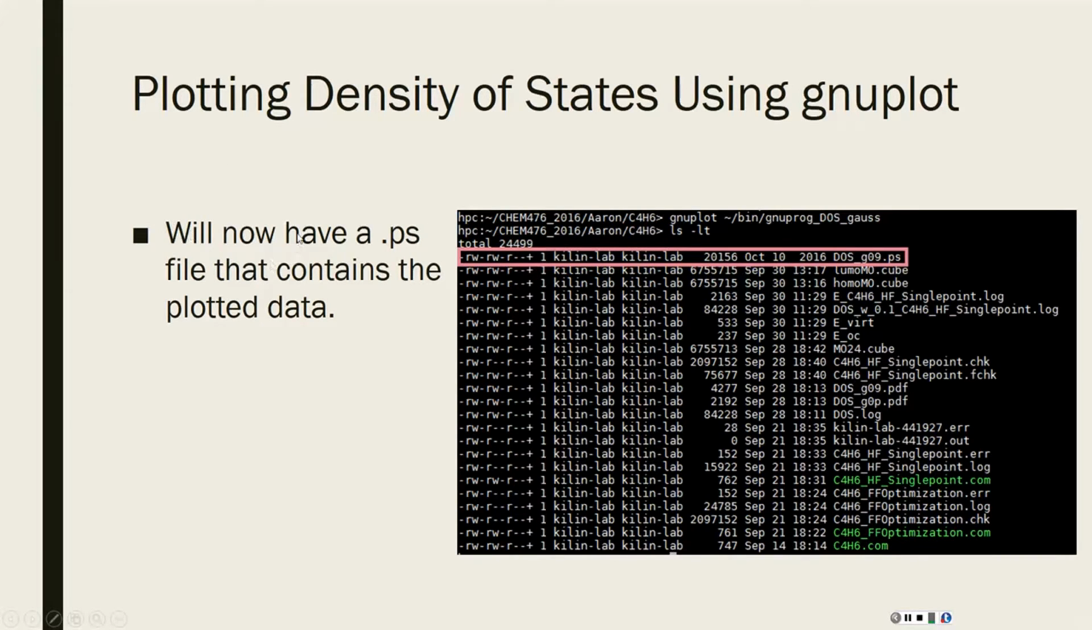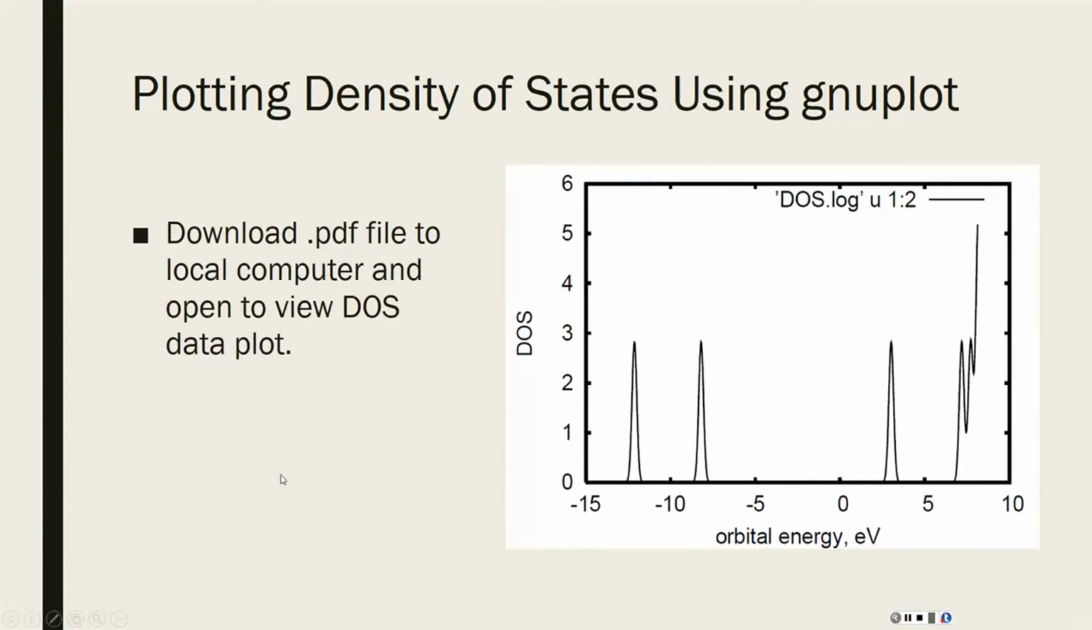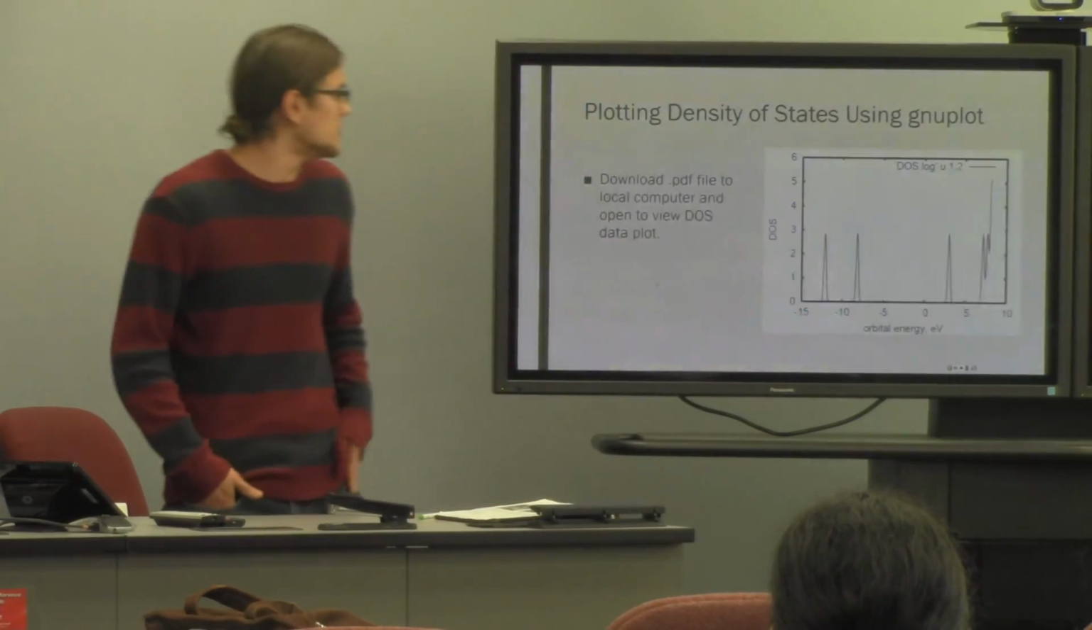So now if we recheck our directory, we should have a dos_G09 PostScript file. And PostScript file, we don't really know how to open that with a lot of the common programs that we use, so we have to convert it to a PDF, which you can just do with ps2pdf and then the name of the file. And then after you do that, if you recheck your directory, you'll have a PDF file. You can download that onto your local computer, and then you can open it up, and we have a nice little density of states file.